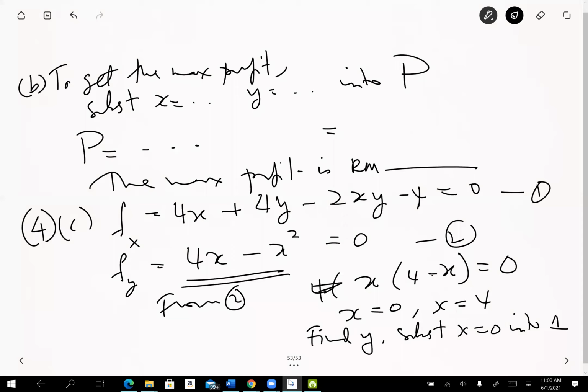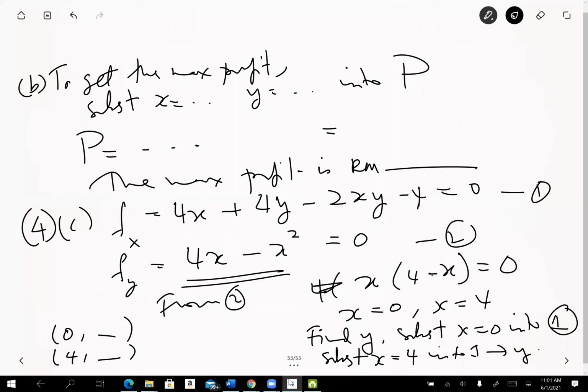And then you have to find another point corresponding to x equal to 4. So you do another substitution, x equal to 4 into number 1, and then you get another y. So there will be 2 critical points. One will be x equal to 0, with whatever y value you get, and the other will be x equal to 4, with whatever y you get here.